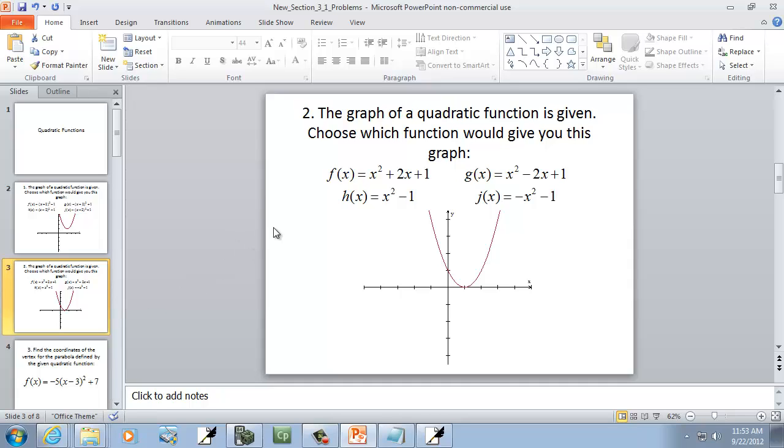Let's take a look at this one. And again, they want us to match up the function with the graph. Well, minus 1, I know what that does. It shifts it down 1. Negative before the x squared, that flips it upside down. So it's not h of x, it's not j of x. It's either f of x or g of x.